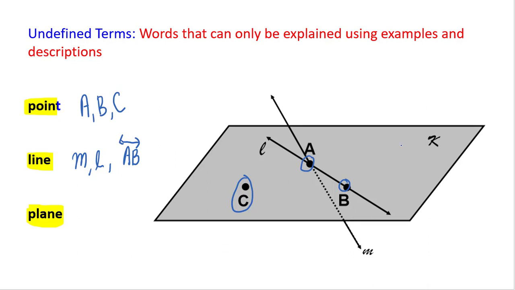And then our plane. Sometimes planes are going to have a little cursive capital letter in the corner, and that's how we would name plane K. You can also name a plane by 3 letters, and I don't think you have to write the word plane, but A, B, C, 3 points that are contained in the plane.